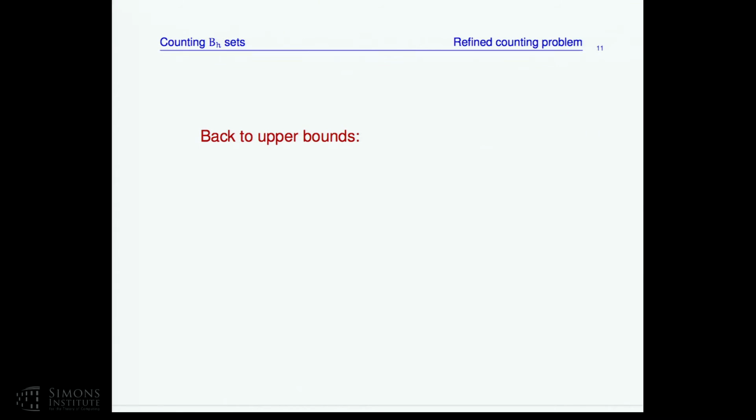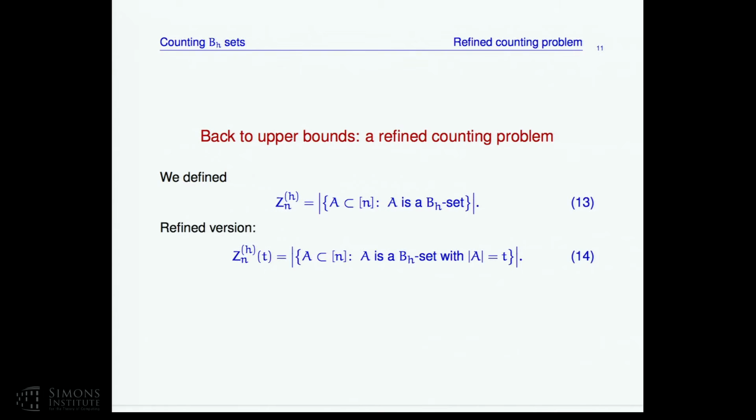So I'm talking about upper bounds. I'm actually interested in a slightly more refined version of this counting problem. Namely, I would like to count not all B_h sets contained in [n], but the number of B_h sets of a given size. So now we have a new parameter t, and we have this new function Z_n(h, t), which is the number of B_h sets contained in [n] of size t. That's (14), right? So I'm interested in estimating this, and I'm interested in estimating this for a wide range of t.